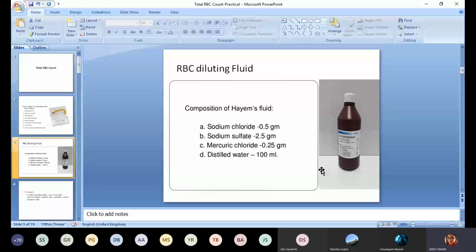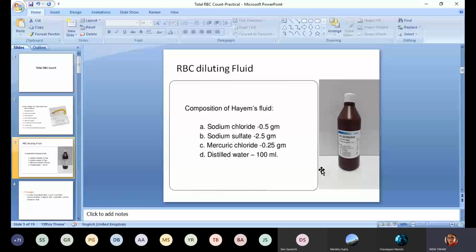The sodium chloride as well as the sodium sulfate are both acting to provide isotonicity to the solution. By providing isotonicity, the RBCs it will be diluted with will not be lysed, broken down or damaged, which might hamper the total count of the RBCs. So the main function of the sodium chloride and the sodium sulfate is to maintain the isotonicity of this solution so that the proper structure of the RBCs can be preserved and the counting will be more or less accurate.